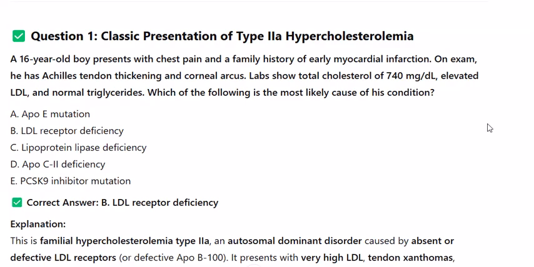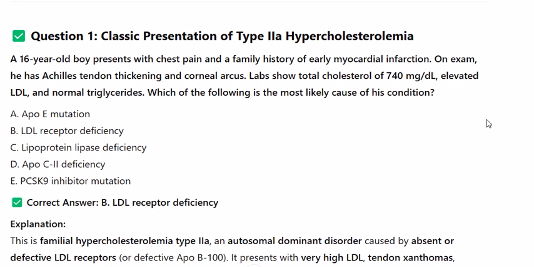Type 2 familial dyslipidemia, familial hypercholesterolemia, particularly its genetics, lipid profile, clinical features, and complications. Question 1. Classic presentation of type 2A hypercholesterolemia. A 16-year-old boy presents with chest pain and a family history of early myocardial infarction.